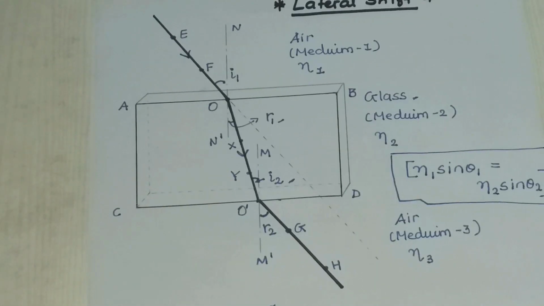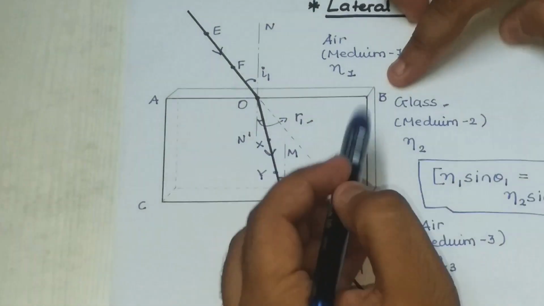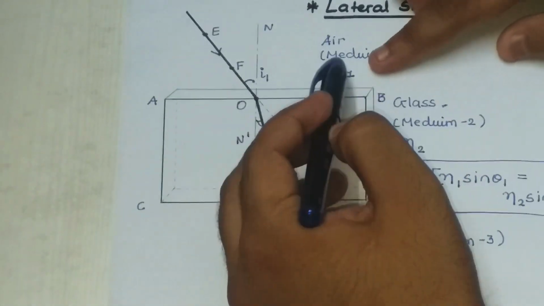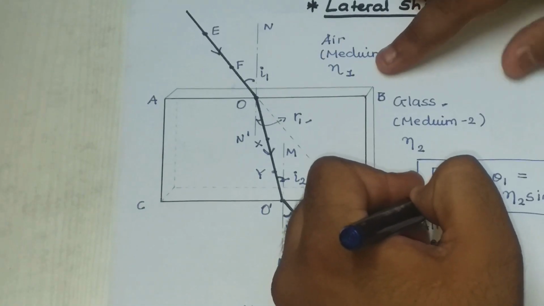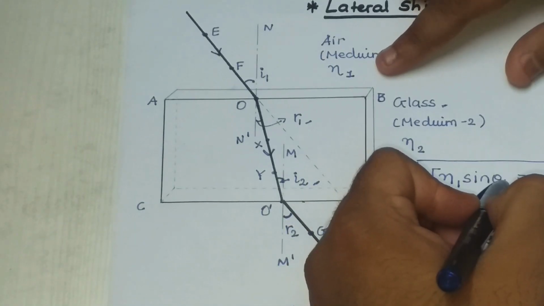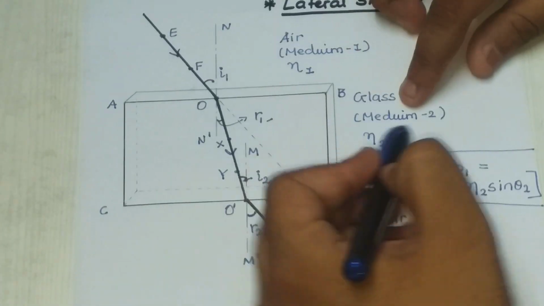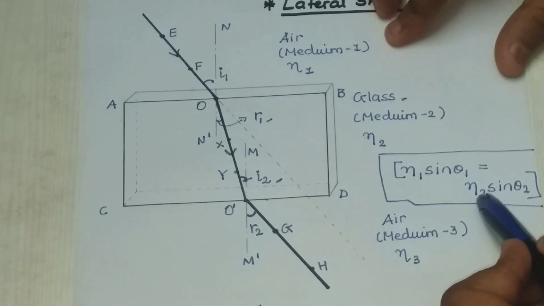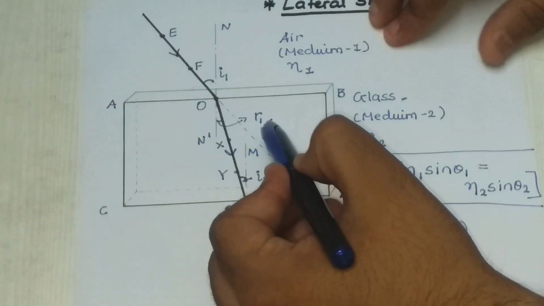So, dear students, if we apply this Snell's law at the AB surface, you see here eta 1, and again here also eta 1. Now what about theta 1? Here it is our I1. Now eta 2, so eta 2. And what about theta 2? Theta 2 is equal to R1, for the AB surface.